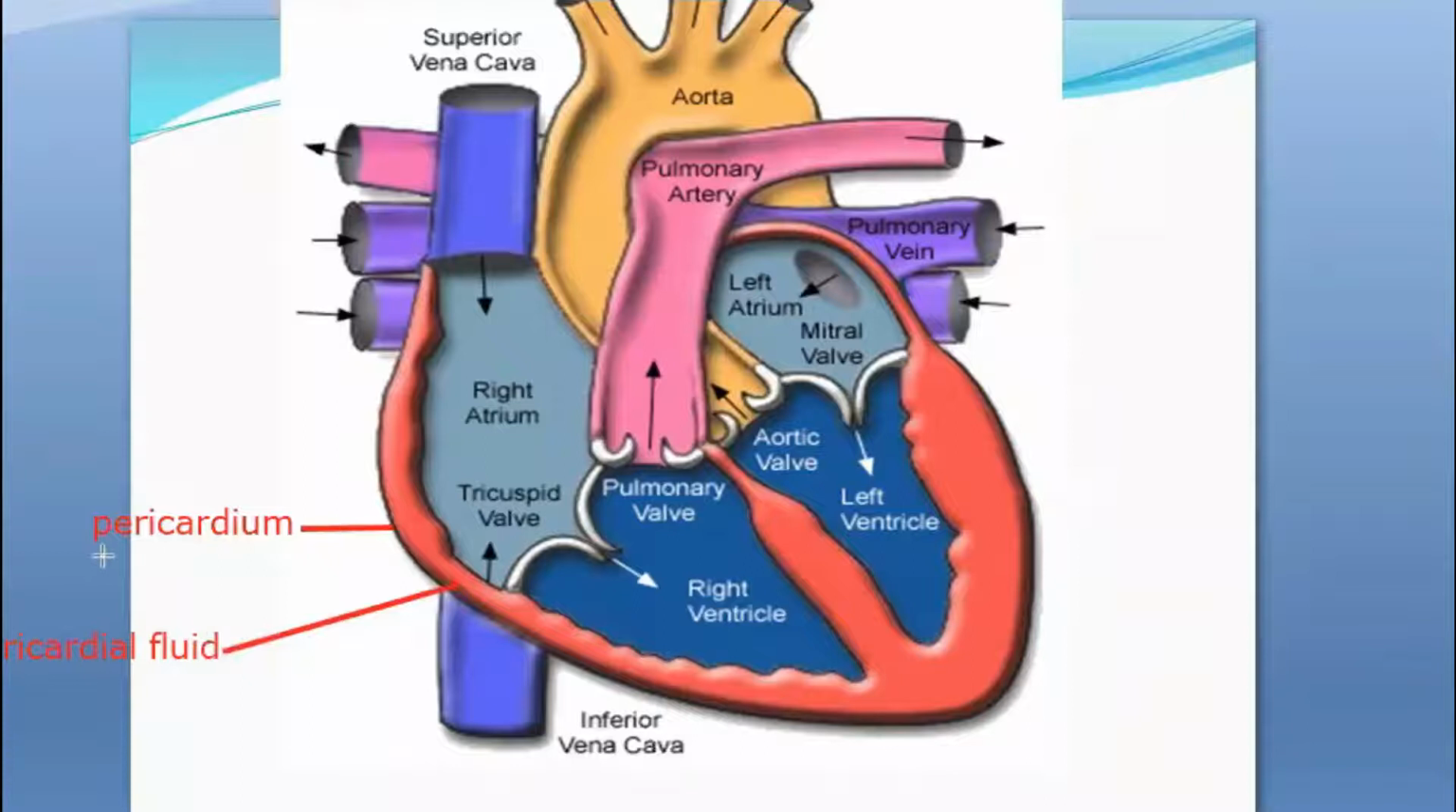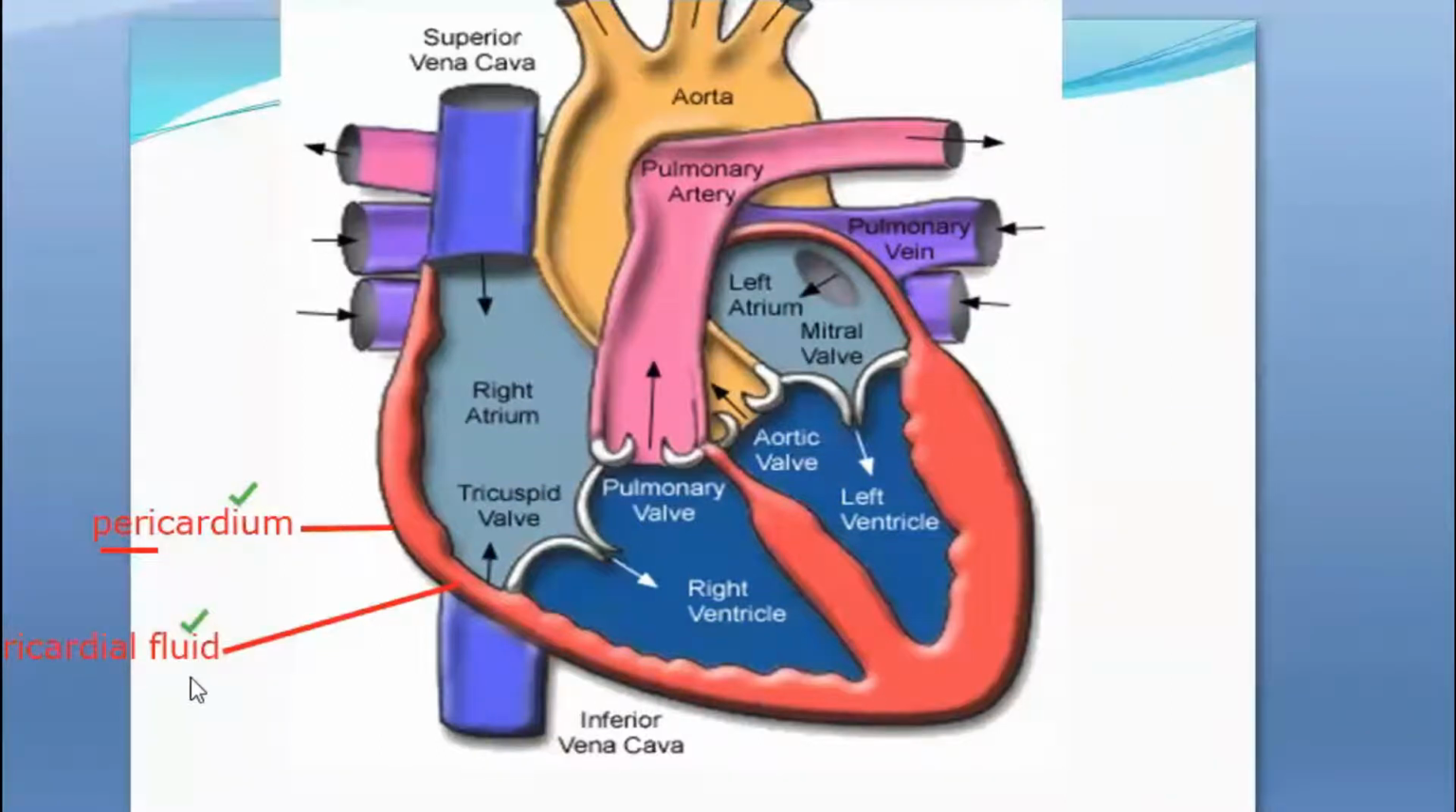The word peri means surrounded, and cardium is related to the heart. The heart specialist is known as a cardiologist. Cardium means heart, peri means surrounded. So the heart is surrounded by a double layered membrane. That membrane is known as pericardium. In between the pericardium, there is a fluid present. That fluid is known as pericardial fluid.